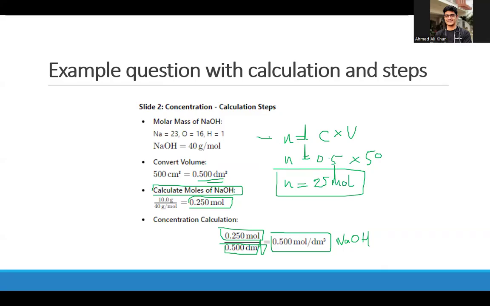So remember this formula. This is really, really important, and this will be used in most of your stoichiometry calculations. So the moles equals the concentration of the solution times the volume of solution you have, right? That ends the lecture today.